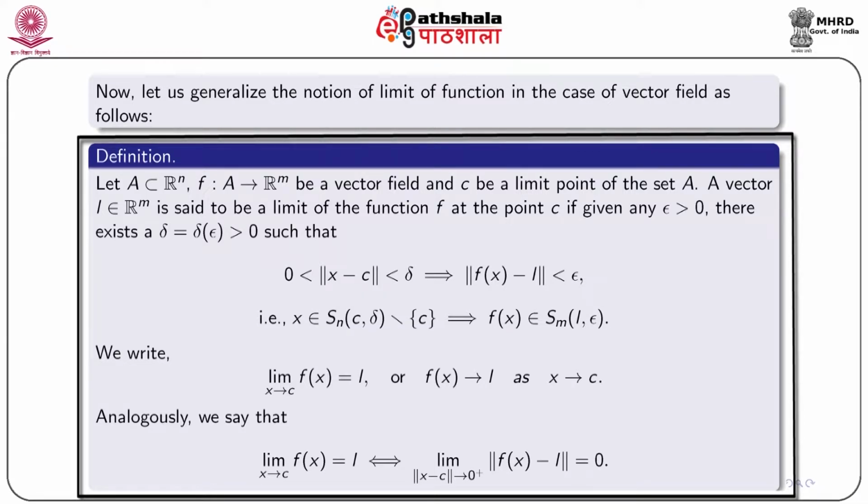Here S^n(c, delta) indicates the sphere is in R^n and S^m indicates that the sphere is in R^m. In such case, we write limit as x tends to c of f(x) equal to L, or f(x) tends to L as x tends to c. Thus, we can say limit as x tends to c of f(x) equals L if and only if limit of norm f(x) minus L equals 0 whenever norm of x minus c approaches 0 from the right.